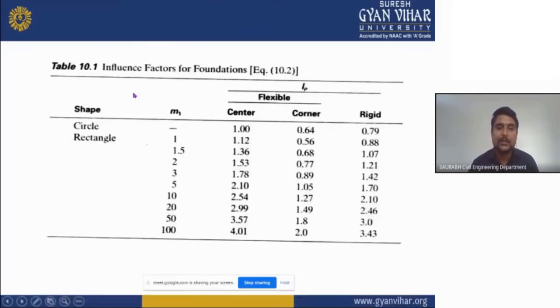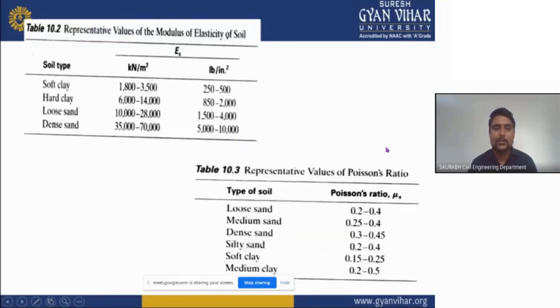Now this is the table which gives the influence factor of the foundation. As you saw in the previous slide, that is your shape, circular or rectangular, and that is your M1, and that is your center, corner, and average. This is for the flexible foundation.